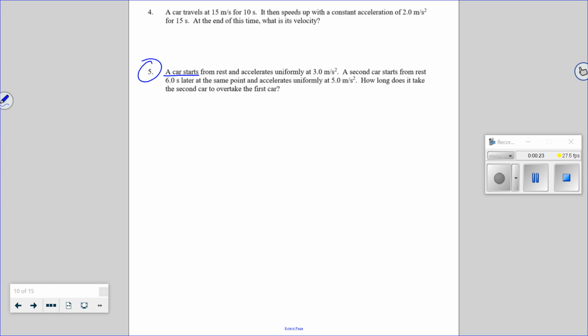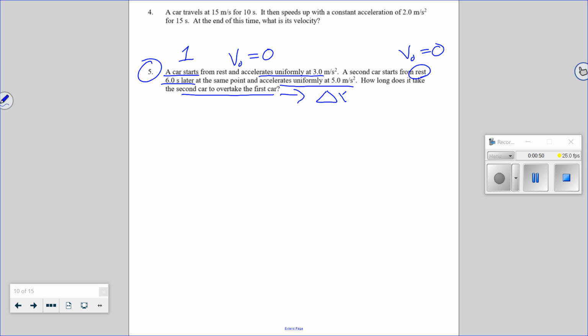So we have a first car, we'll call that car number 1, starts from rest. So initial velocity equals 0 and has uniform acceleration. The second car starts from rest 6 seconds later. So the first car is going to have a 6-second head start. The second car accelerates uniformly but faster. Okay, also from rest. V0 equals 0. How long does it take the second car to overtake the first car?